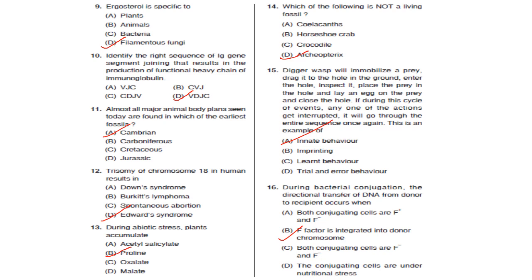Answer is option A. Then trisomy of chromosome 18 in human is. It results in Edwards syndrome. Answer is option D. During abiotic stress, plants accumulate proline, because proline acts as an osmoprotectant and also a ROS quencher.